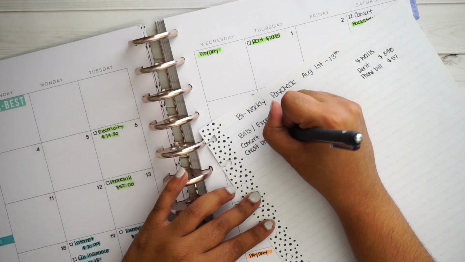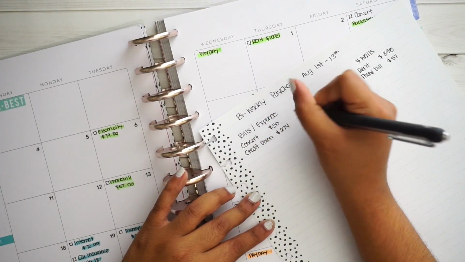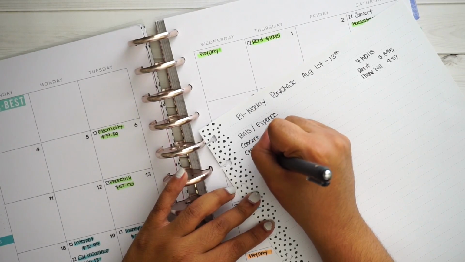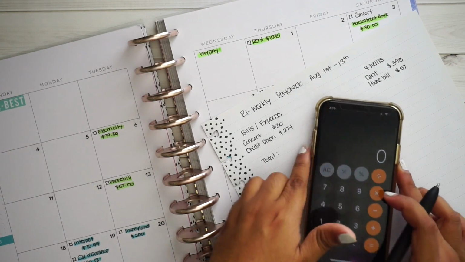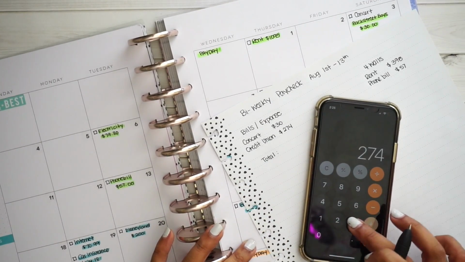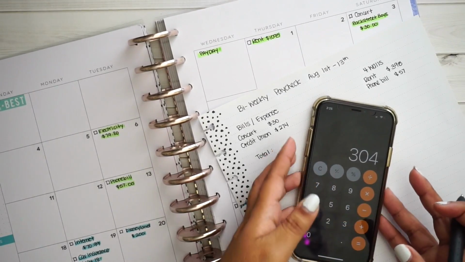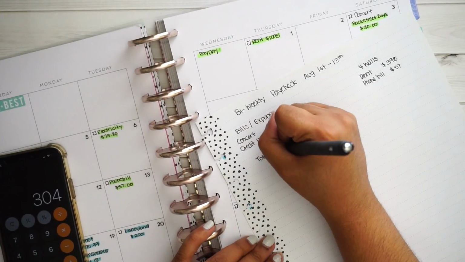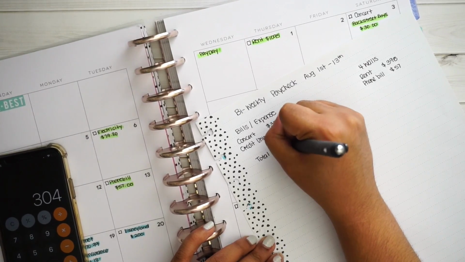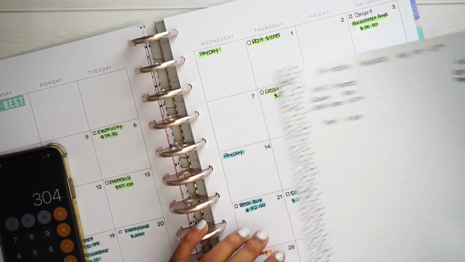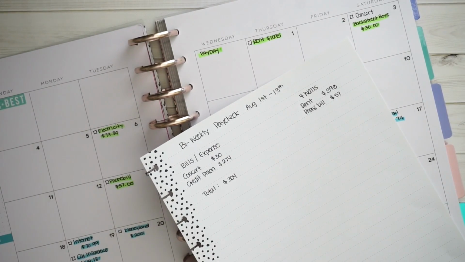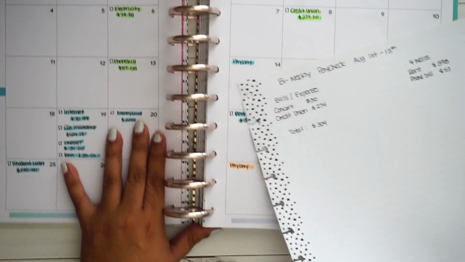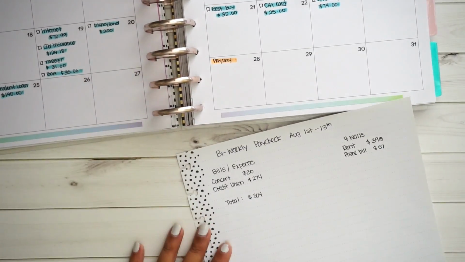So I'm gonna go ahead and add this up. So the total for bills and expenses is, pretty sure it's like 304, but we're gonna write it out for you. 274 plus 30, 304. So my total bills and expenses is $304. Now we're gonna go over here and then we're gonna go ahead and look at our monthly budget. So I'm gonna push this back a bit so you guys can see what I'm talking about.